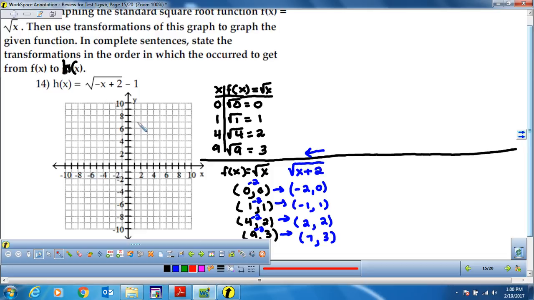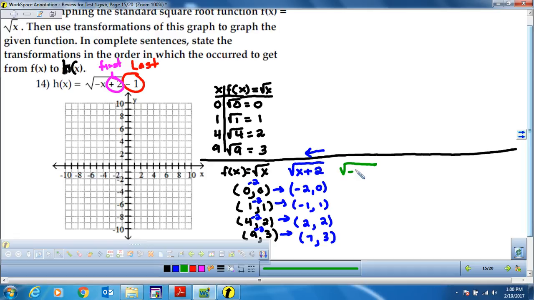The second transformation. Now remember that the vertical shift is always the last transformation. So this has to be the last transformation that we are going to use, and like we said, this one is going to be my first transformation. Okay? So the next transformation in the order has to be the negative inside of the square root. We already did the x plus 2, now we're going to do that negative. What does that negative on the x cause the function to do? It is going to reflect the graph over the y-axis.